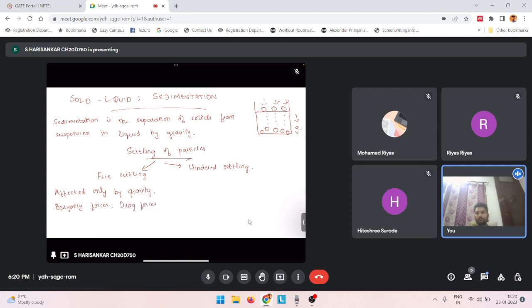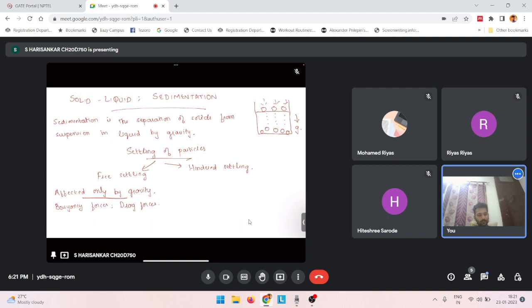We'll be looking into these things in more detail in the coming sections. But this is the key point here: the external force in free settling is only gravity. But in hindered settling, there will be more forces acting on the settling of the particles.